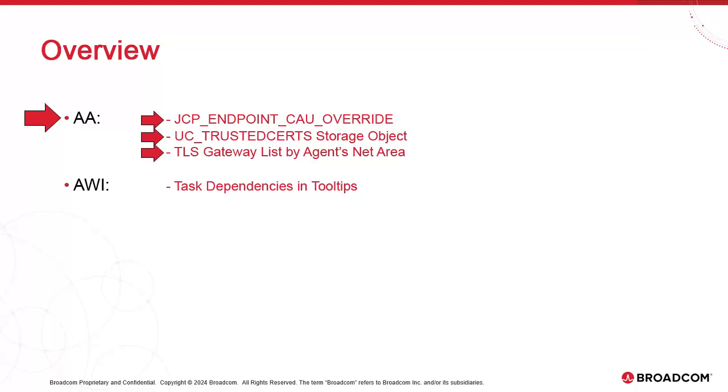Finally, a file transfer from a source TLS agent to a non-TLS target relies on the TLS gateway. The automation engine has been redesigned so that the source agent selects a TLS gateway that belongs to the same net area. This is an advanced feature in Automic Automation, and we'll spend a bit of time on this. In AWI, we've made some improvements to the way task dependencies and run IDs are displayed, specifically in tooltips.